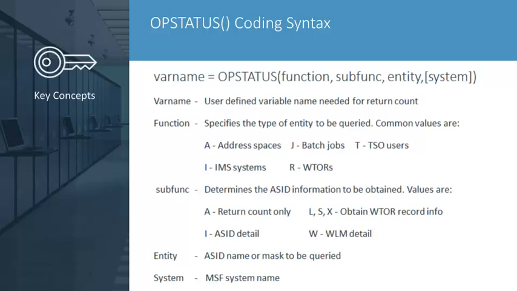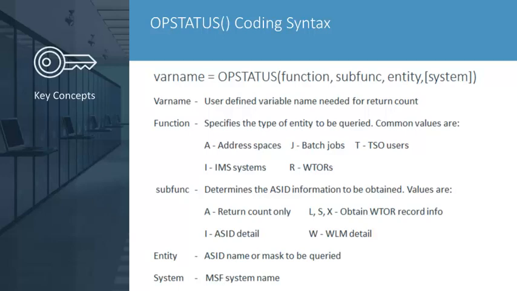The function argument defines the entity type that is to be queried: A for address spaces, J for batch jobs, T for TSO users, I for IMS regions, and R for system WTORs. The subfunction argument defines the specific data that is to be obtained for the specified function. A subfunction of A just tells the OPSTATUS to return 0 if the ACID is not active, or the number of ACIDs that are active that match the defined entity.